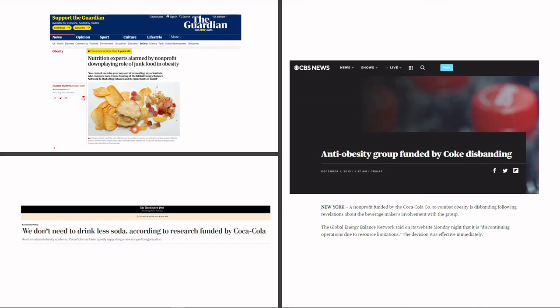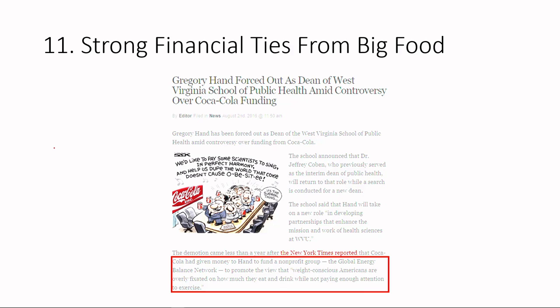News of this conflict of interest reached nearly all news outlets. In fact, the fallout reached even academia, with a prominent researcher resigning. From this news article, Coca-Cola promoted the view that, quote, weight-conscious Americans are overly fixated on how much to eat and drink while not paying enough attention to exercise, end quote.